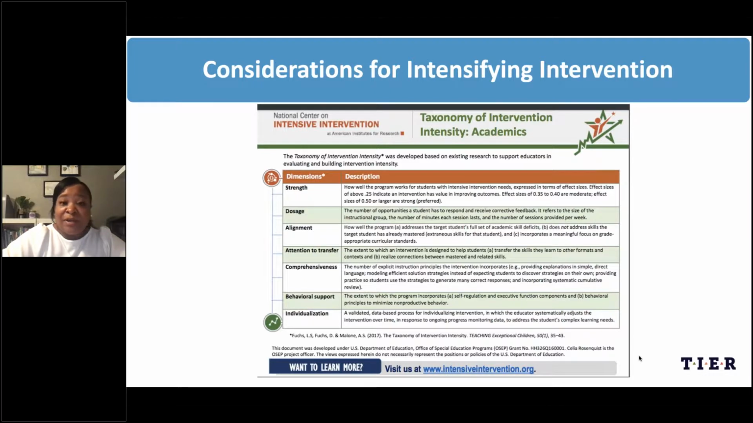The dimension of comprehensiveness refers to incorporating the principles of explicit instruction, including those practice opportunities. Behavioral support is the extent to which self-regulation and executive function components are incorporated and behavioral principles used to minimize non-productive behavior. Individualization helps with addressing students' complex learning needs. I encourage you to visit the link on the resource page for additional information. You will see that it's organized by academics and behavioral support.